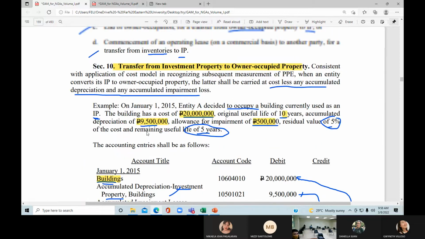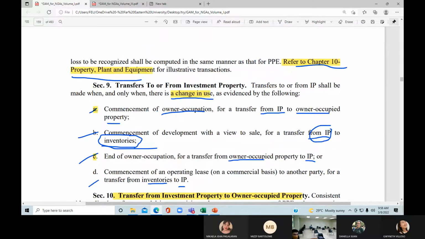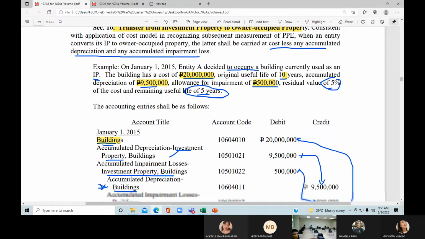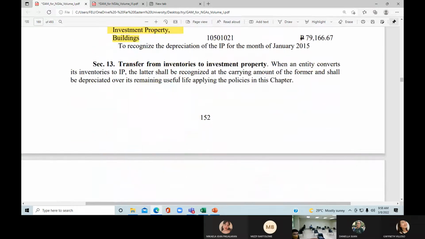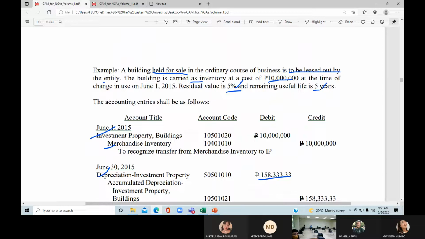Okay? Pwede rin yung transfer na from inventories to investment property naman. So, kabaligtaran. Transfer from inventories to investment property. Example, a building held for sale in the ordinary course of business is to be leased out by the entity. Building is carried as inventory at a cost of 10 million. Then residual value 5%, remaining useful life 5 years. So from merchandise inventory, lilipat mo lang siya ng investment property.